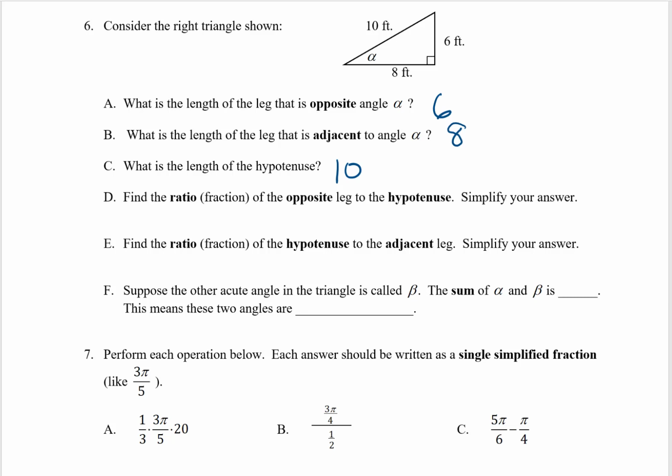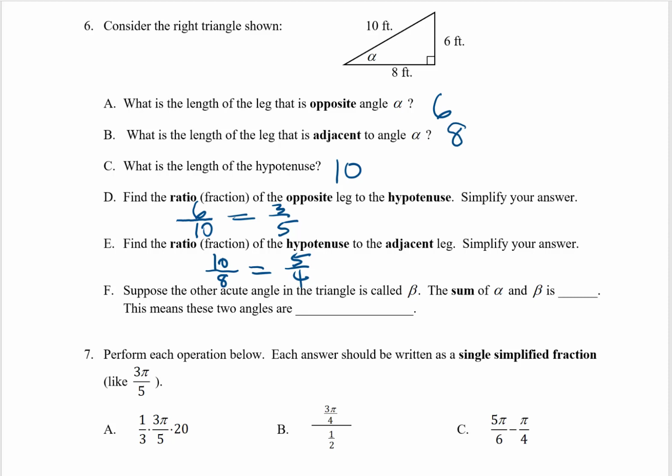Let's see, the ratio of the opposite 6 to the hypotenuse 10 would be 6 over 10, which reduces to 3/5. The ratio of the hypotenuse to the adjacent 8 would be 10 over 8, which reduces to 5/4.